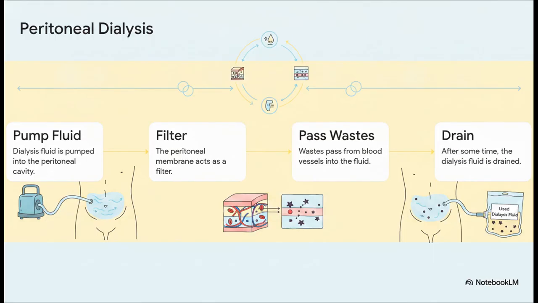Let's walk through this internal fluid exchange step by step. Step 1. Dialysis fluid is pumped straight into the peritoneal cavity. Step 2. The body's own peritoneal membrane acts as a filter. Step 3. Waste pass from blood vessels in the membrane right into the fluid. Step 4. After some time, the used fluid is drained.